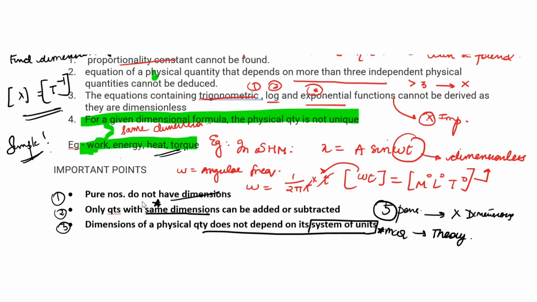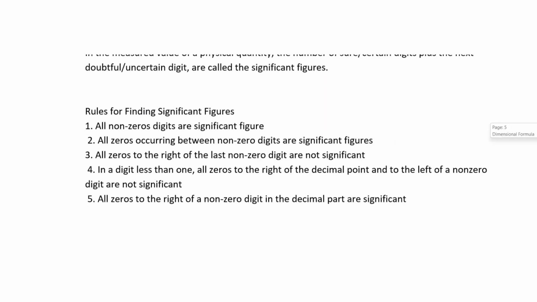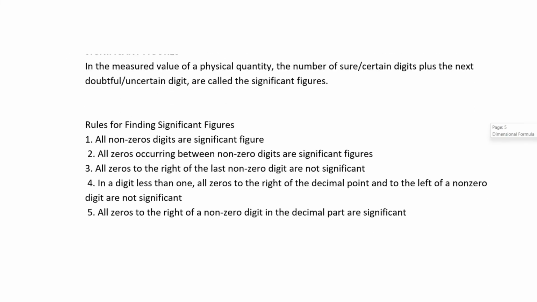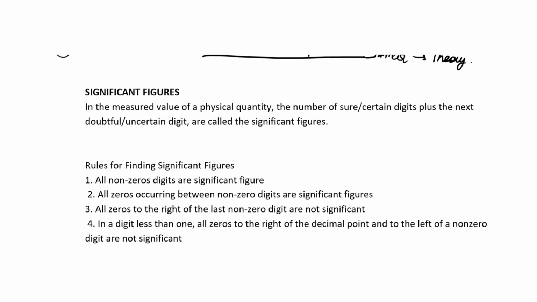So now we are going to the next topic, which is about significant figures. A significant figure is nothing but the total sum of certain digits plus uncertain digits in a given number, in a given measurement. For example, say we are measuring the NCERT physics textbook, and I tell you to measure it with a scale.